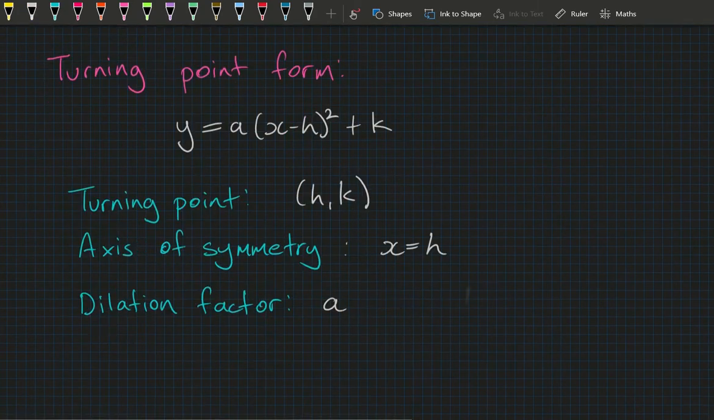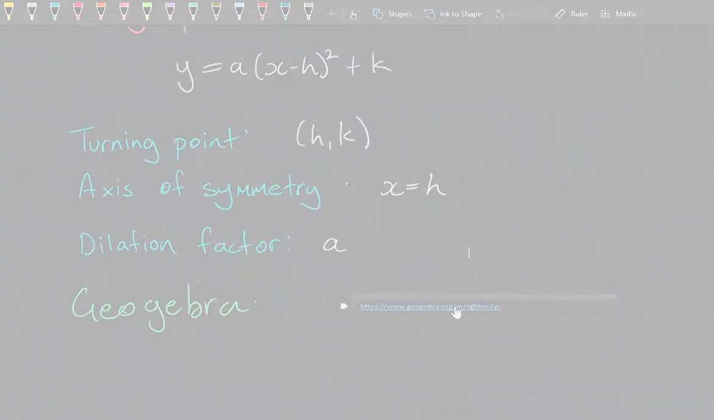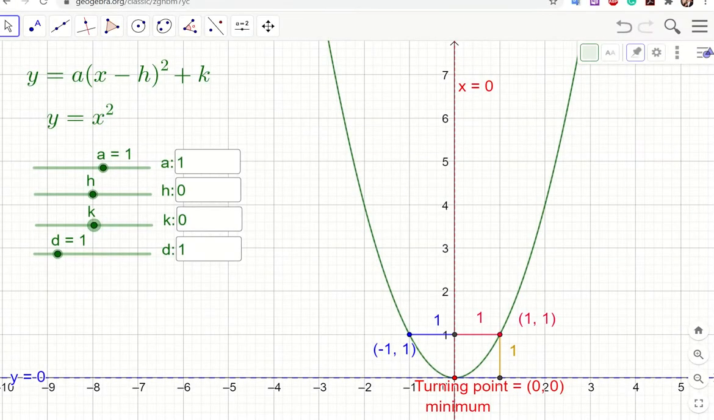Now let's have a closer look at how all these properties work together in GeoGebra, following this link here. Okay, you can see the parabola y equals x squared with some points marked in and some lines. More about these in a minute. However, at this point, notice on the left here, I've got a, h, and k. So I've got sliders, input boxes, but also you can see them represented in the equation at the top: y equals a times (x minus h) squared plus k.